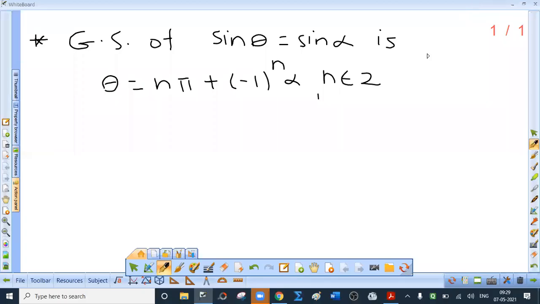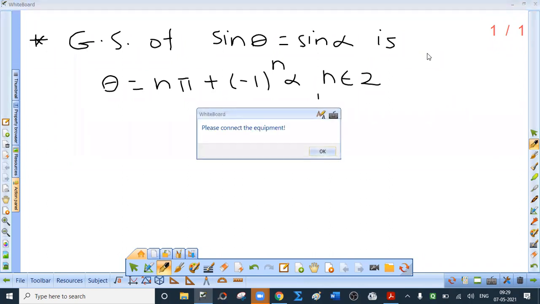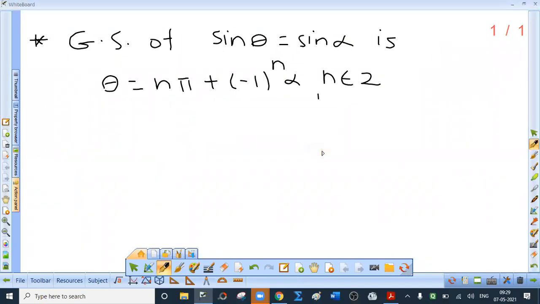Now we discuss the general solution of which equation? Sin theta equal to sin alpha. The general solution of sin theta equal to sin alpha is what? Theta equal to n pi plus minus 1 raised to n alpha, where n is an integer. Let me tell you the proof also. This is not at all difficult.